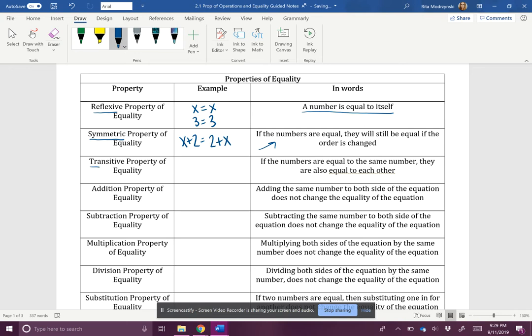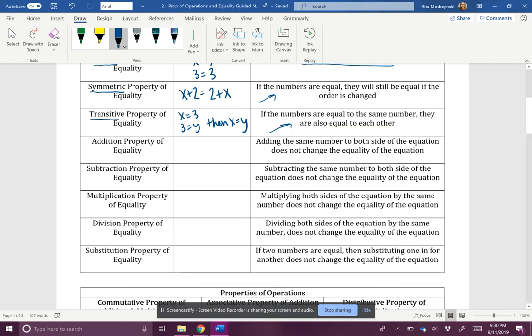The transitive property of equality, that's our third one. If the numbers are equal to the same number, they will also equal each other. So that's like saying if x equals 3 and 3 equals y, then x must be equal to y in that case. If x equals 3 and 3 is also equal to y, then x and y must also be equal. Now, the ones that you're really familiar with are the next 5.